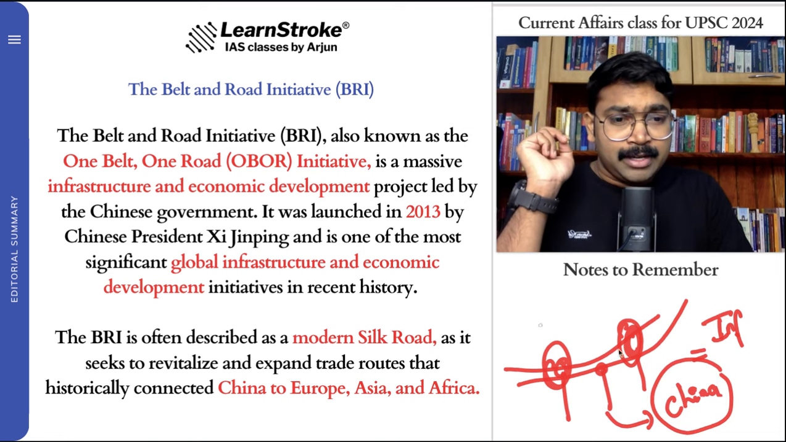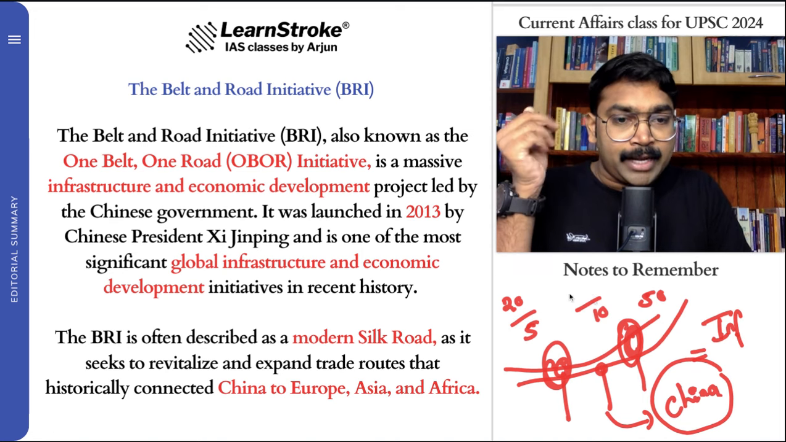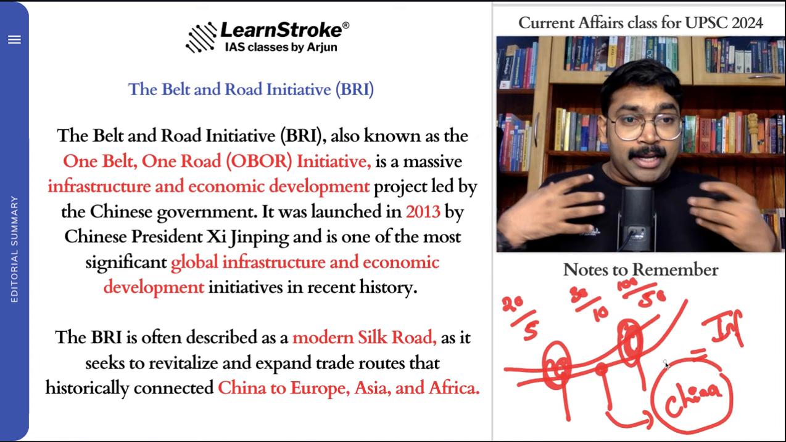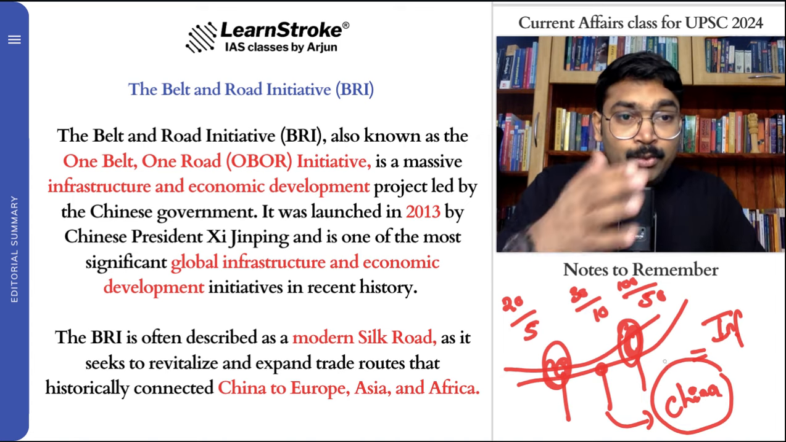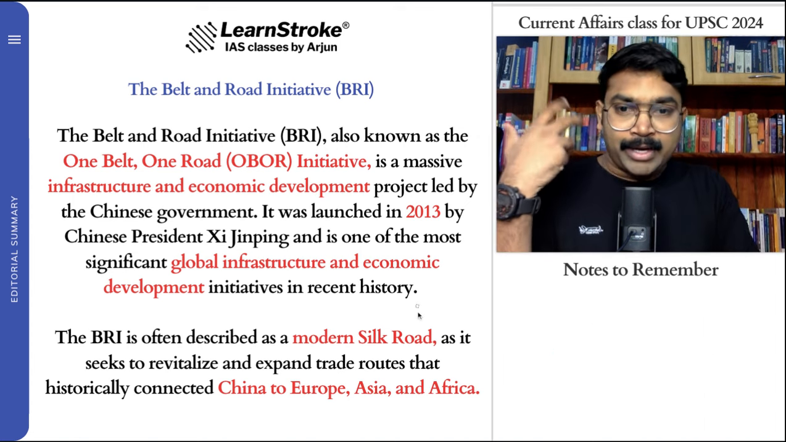Just imagine, all these people are poor people. You need 5 rupees, you need 10 rupees, and you need 50 rupees. What happens is China gives you 20 rupees here. If you want 5, China gave you 20. You want 10, China gave you 30. You want 50, China gave you 100. So automatically you have a dependence on China, then you listen to China. So that is the diplomatic aspect of this, what can happen.